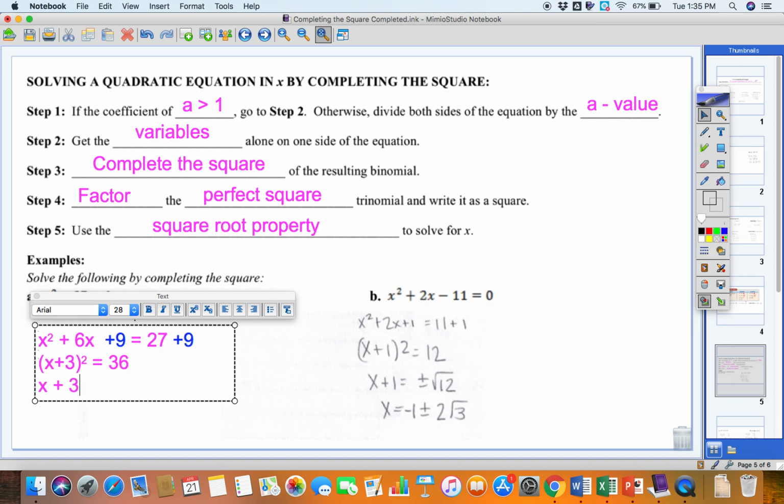So then we're going to take the square root of both sides, and we're going to get x plus 3 is equal to the square root of 36, which is plus or minus 6. And this doesn't look right to me, but you understand what I'm doing. So then we're going to move the 3 to the other side. So we're going to have x equals negative 3 plus or minus 6. So our two answers, negative 3 plus 6 is 3, and negative 3 minus 6 is negative 9.